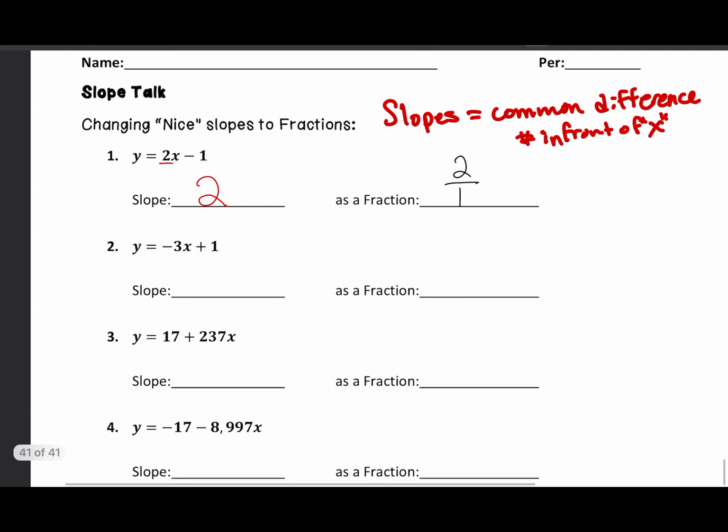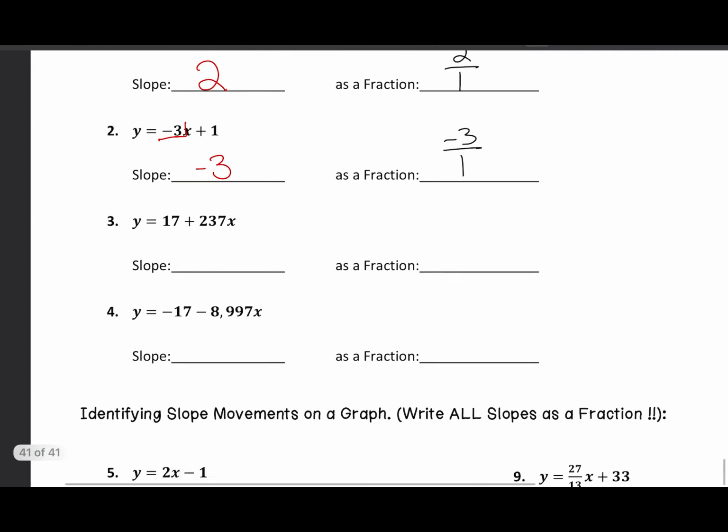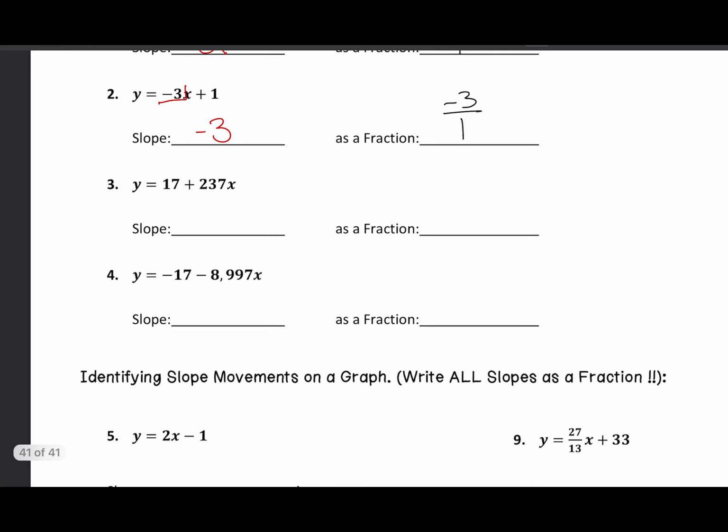So looking at number 2, we have y equals negative 3x plus 1. Negative 3 is my slope. To rewrite it as a fraction, negative 3 over 1. We have y equals 17 plus 237x. My slope is the number in front of x, 237. And when I write it as a fraction, it's 237 over 1.